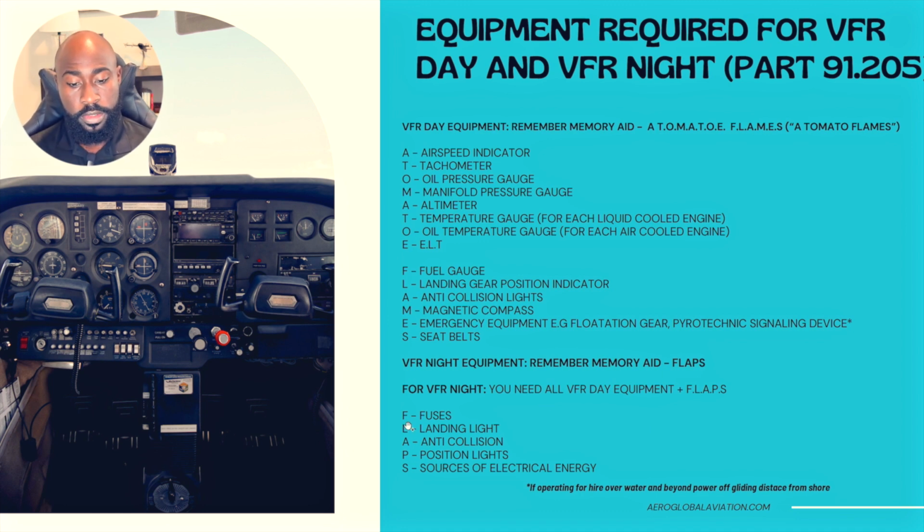So the F from FLAPS is for your fuses. L is for your landing light, A is for your anti-collision lights, P is for your position lights, and the S is for your sources of electrical energy. So basically, if any of this equipment is not working at any point in time, you really cannot conduct a VFR day or night flight, depending on the circumstances.